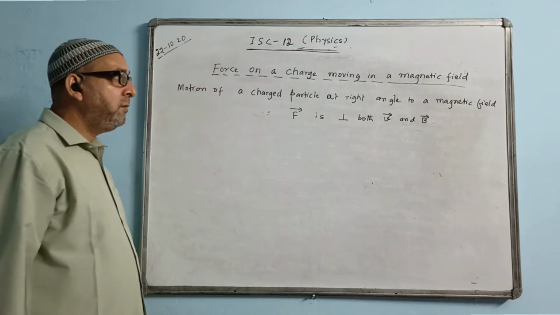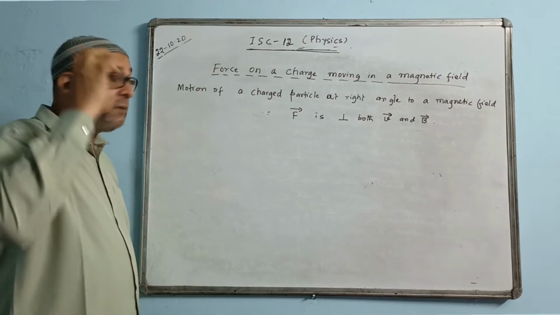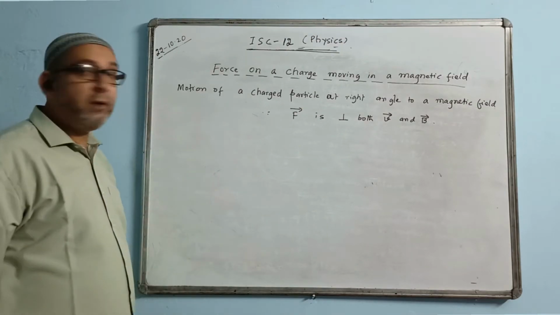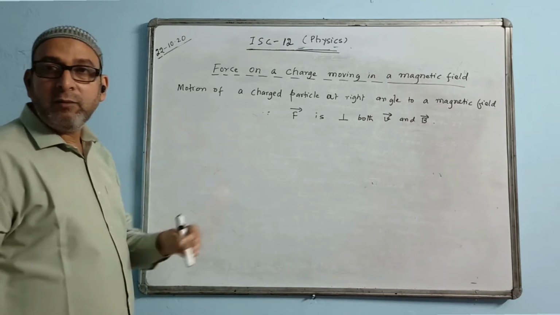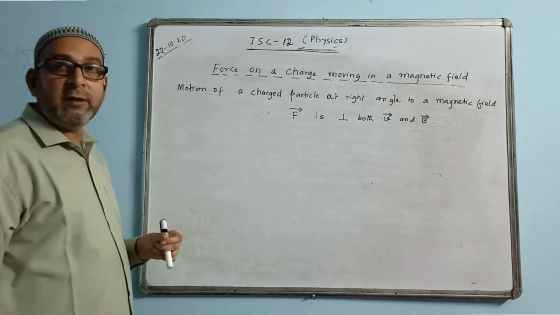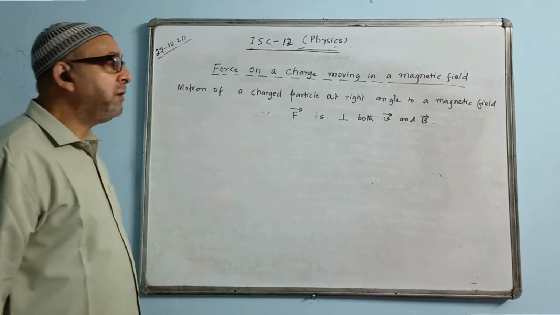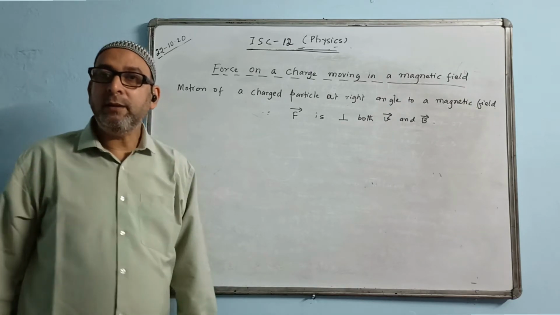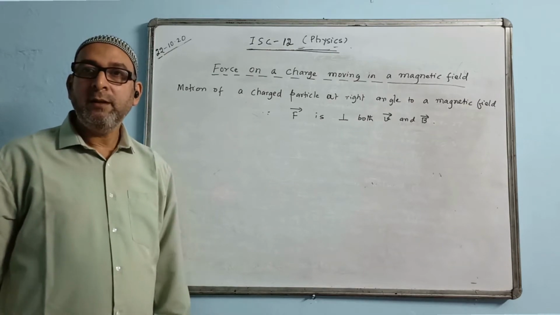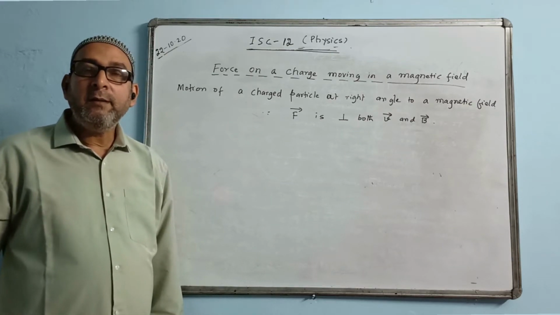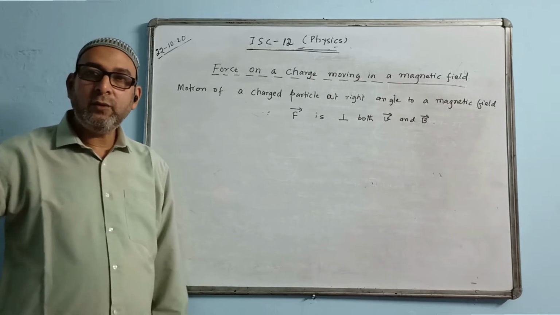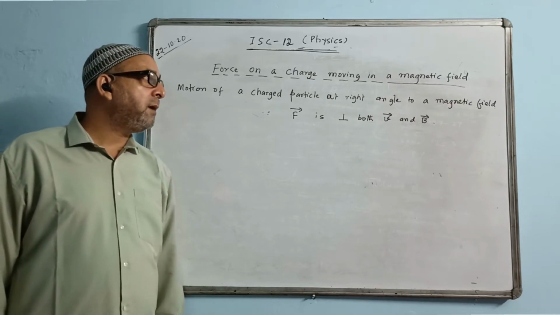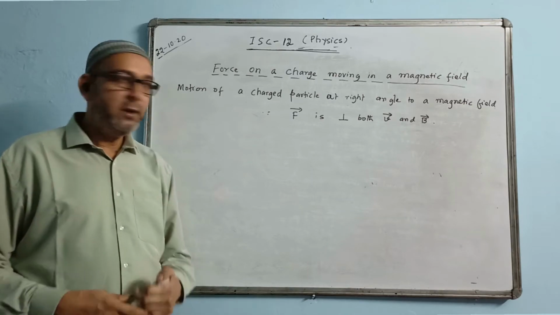Now, what type of path is this charged particle going to acquire? We have seen they are going to acquire a circular path. Now we will find the radius of the circle. The radius of the circular path can be determined as follows.